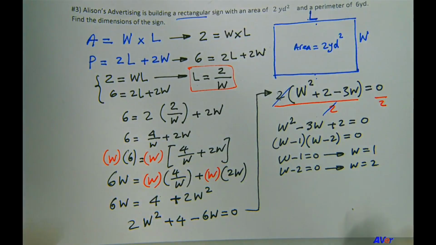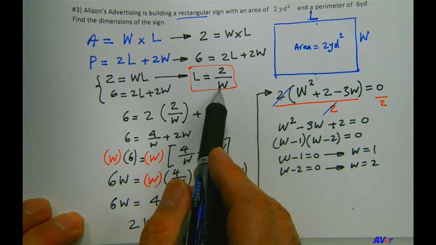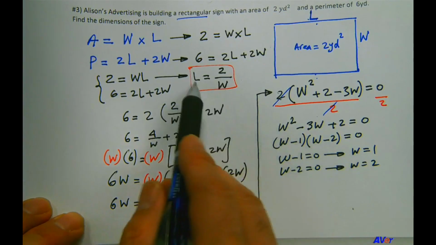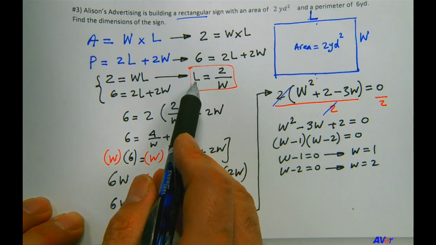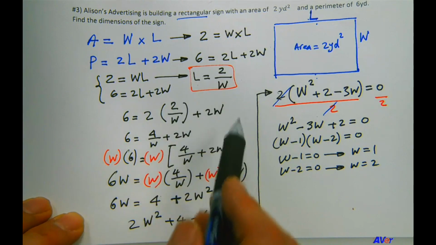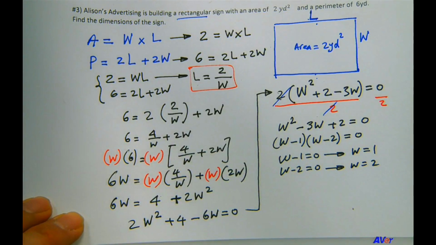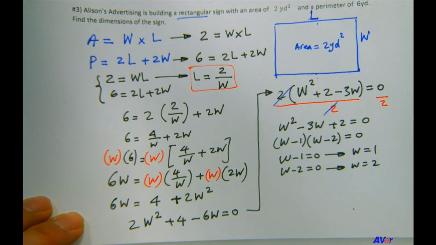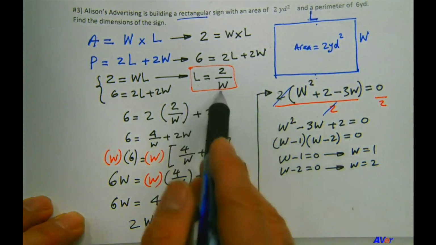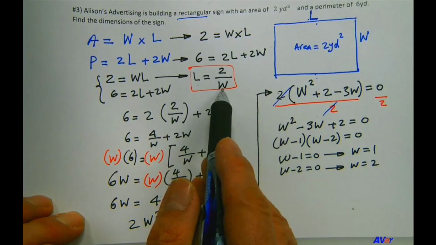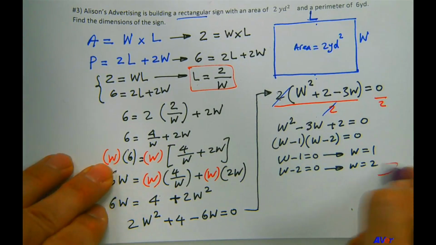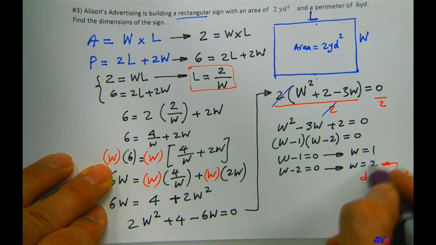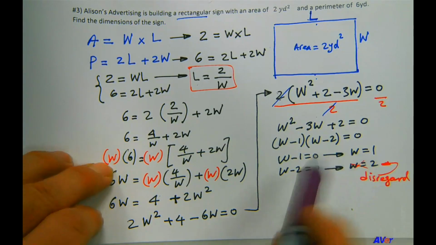So if you plug in 1, you get length equals 2. But if you plug in 2, you get length equals 1. So length is supposed to be longer than the width. That's by definition. So if you plug in 2, it makes no sense. The length is going to be shorter than the width. So disregard this solution. Disregard this measure of width. Accept that one.